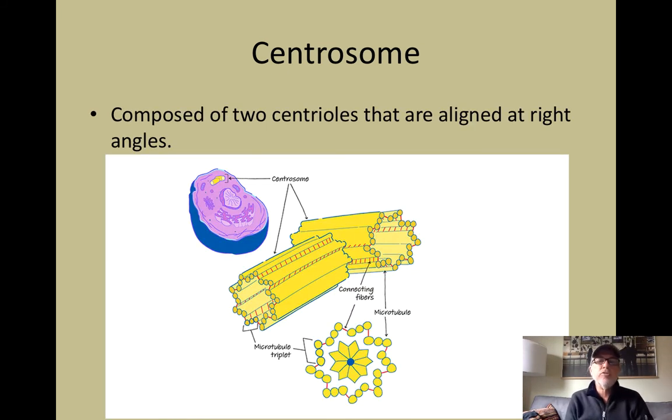Here's a picture of the centrosome, and you can see here's where it's located in the cell. Here are the two centrioles, and the centrioles themselves are composed of a cytoskeleton element called a microtubule that occur in triplets, and then they're connected by other fibers.